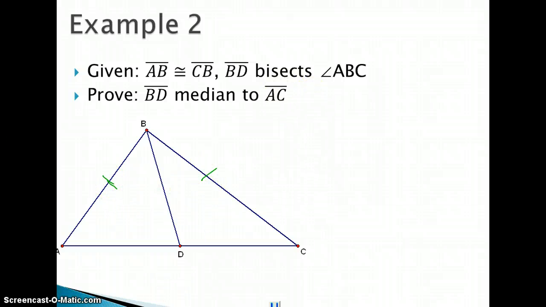I'm told that BD bisects angle ABC. So I'm going to take this angle right here and break it apart into those two equal pieces. And in order to show that it's a median, I'm going to have to show that AD is congruent to CD. But in order to do that, I'm going to have to show that the triangles are congruent. Now, we're not going to assume from the picture; we're just going to go with the diagram that we've got. I don't know that BD is also congruent to itself because of the reflexive property.